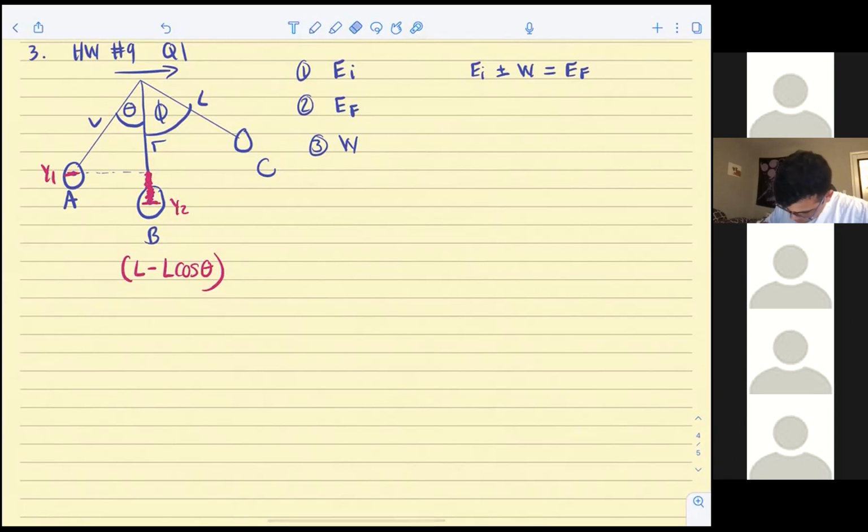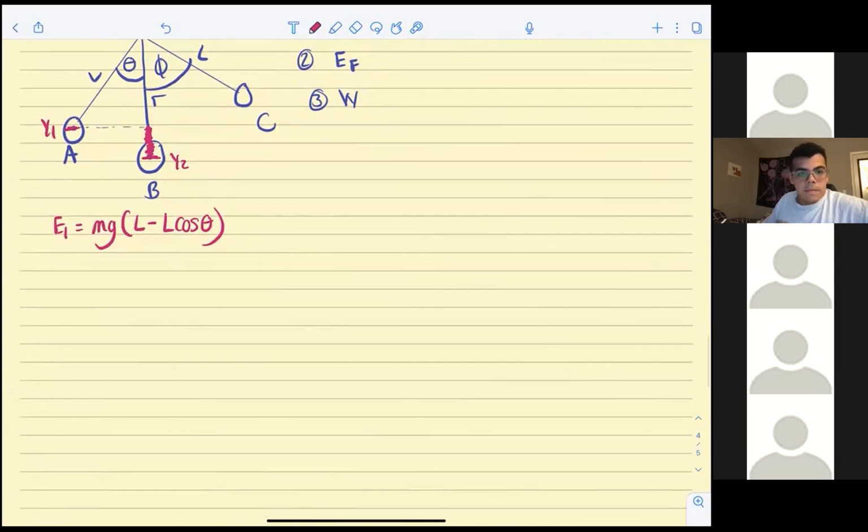I like this color. I'm going to use it more. E initial equals mg(L minus L cosine theta). Okay, so we've defined E initial. E final is what? Is there any potential energy at B?